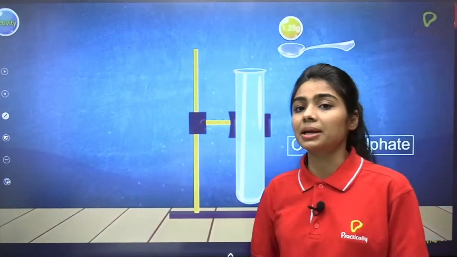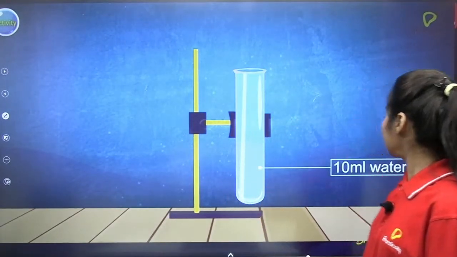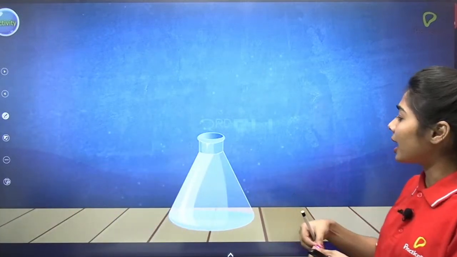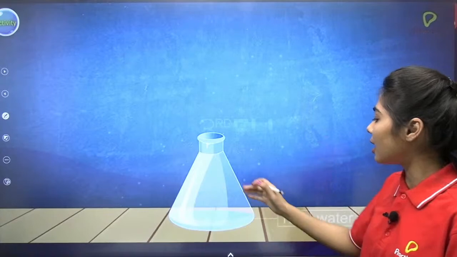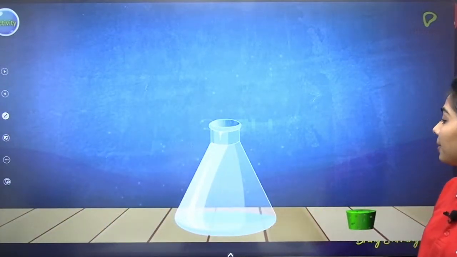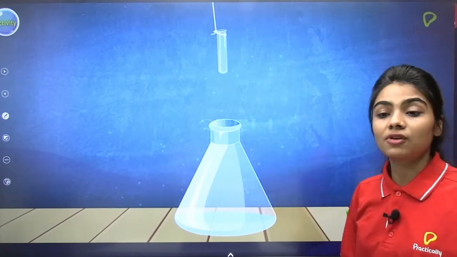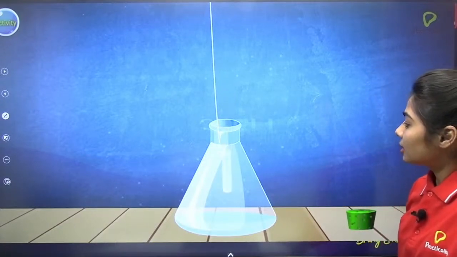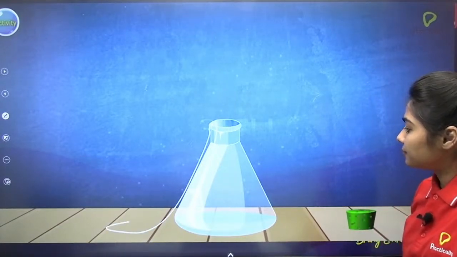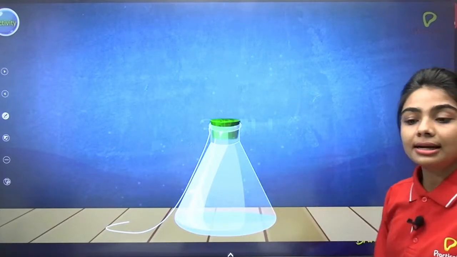Let's see an experiment. So here we put some amount of sodium hydroxide in this water, and sodium carbonate 1.3 gram in this conical flask. Then what will happen? We put that test tube in this conical flask. Okay. Now let's see what will happen. Close the lid of the conical flask.